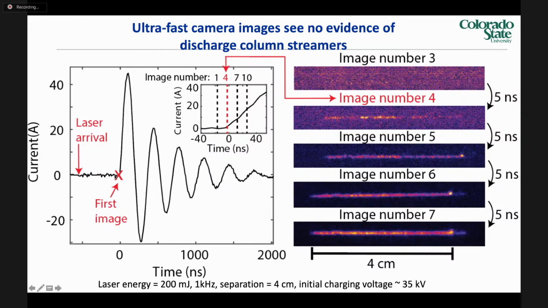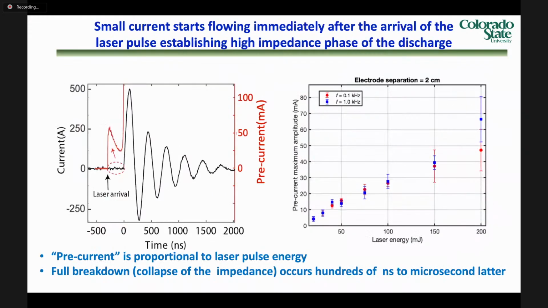Here you see a first framing image taken after the laser pulse arrived, but before the breakdown. And what you can see then is the formation of the discharge, and we see no streamer propagating from one electrode to the next. Basically, the channel forms all at once, fairly uniformly, across the electrodes. So these discharges appear to be streamerless discharges. This is not new. Streamerless discharges have been observed before, and these seem to be streamerless discharges.